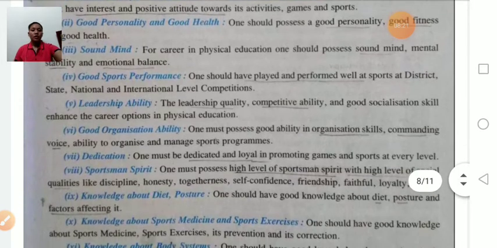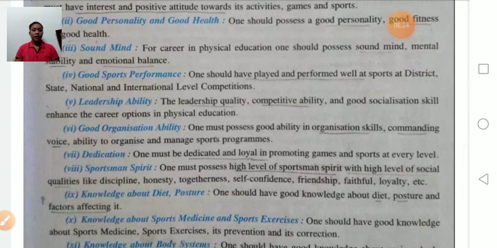Dedication. You should have dedication and be loyal in promoting games and sports at every level. You must be dedicated towards games and sports so that you can promote them. Sportsmanship spirit. You should have sportsmanship spirit like discipline, honesty, togetherness, self-confidence, friendship, faithfulness, loyalty, etc. This type of sportsman spirit you should have.